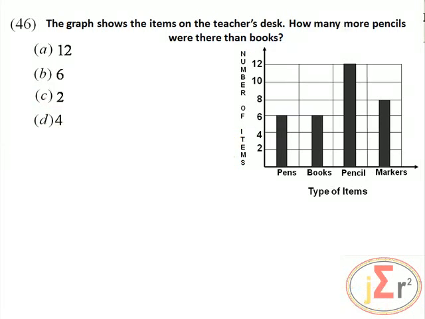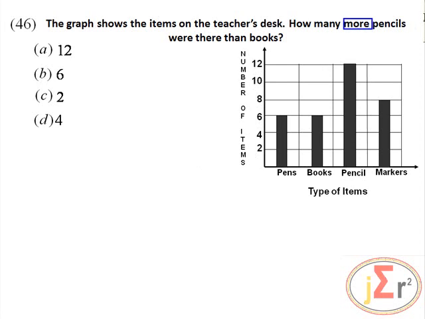The graph is the same graph. The graph shows the items on a teacher's desk. How many more pencils were there than books? That's your question, Jerry. How many more? More is the word. How many more pencils than books? 6. Right. So there are 6 more pencils than books. And Jerry said that it is 6. That's right, Jerry.